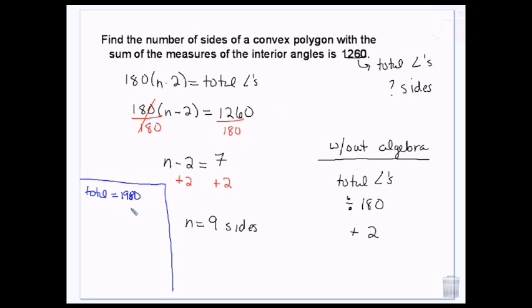A total angle measure of 1980, we want to find the number of sides. Do you guys want to do the algebra or the not algebra? Yes. Were you watching? Okay, we'll do it without algebra.